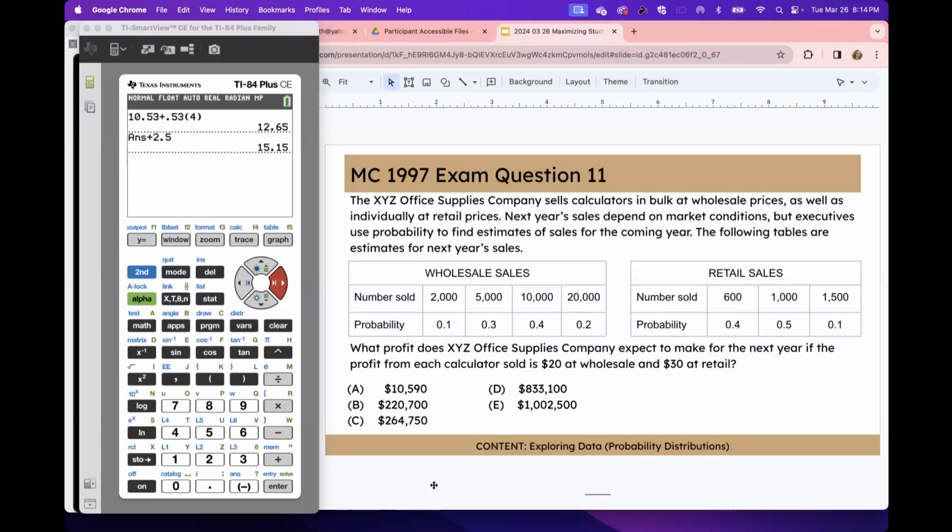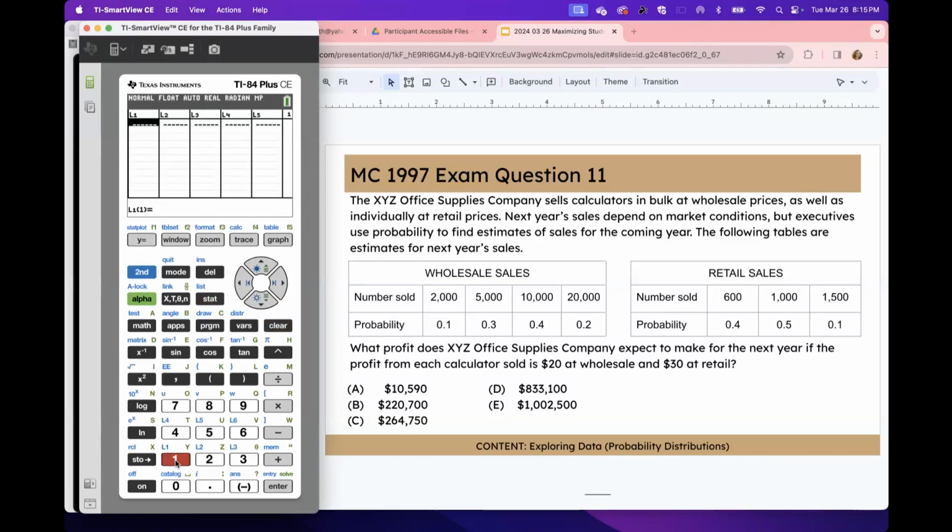This next year is based off of this probability distribution. I'm going to clear my home screen because I started a new problem, and put my data in my calculator. To do that on an 84, we go to Stat and Edit. That's where our lists are. On an Nspire, you've got that list and spreadsheet page. Go ahead, put your data in.